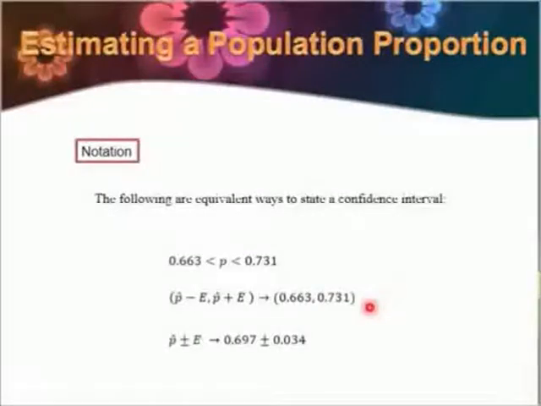Similarly, we could have written it like this with the plus minus symbol. So we take our sample proportion, and we add and subtract 0.034, and we're saying we're confident that our population proportion is somewhere between the low number that we subtract and the upper number that we add.